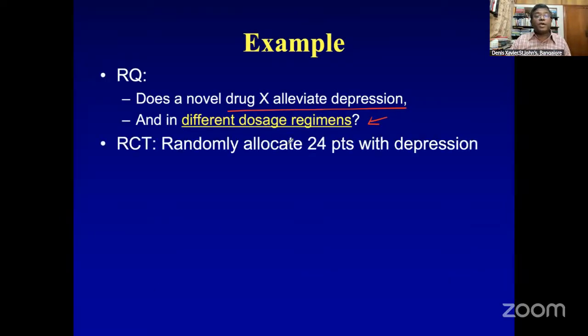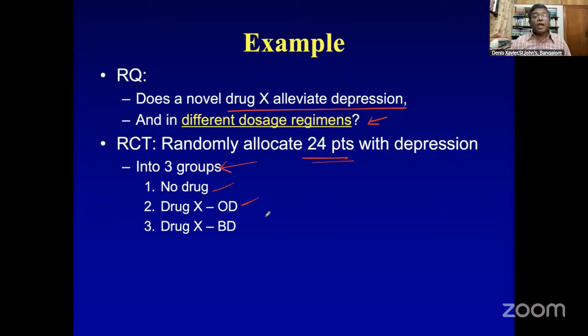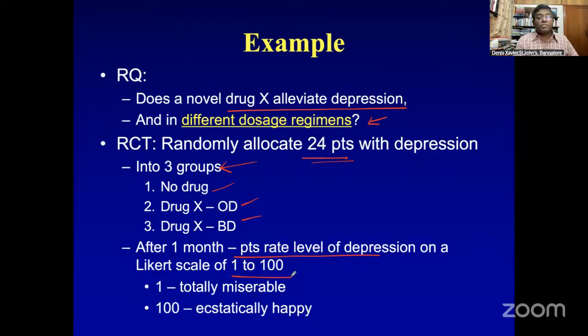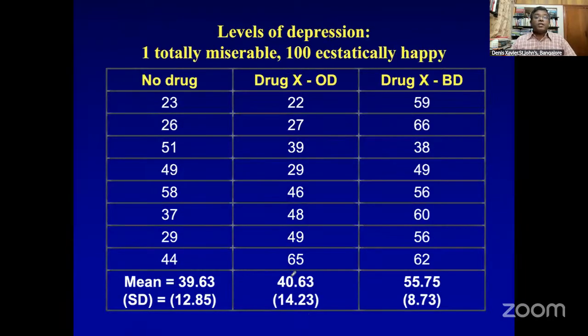So different doses. I have 24 patients. I'm going to randomly allocate them into 3 groups, not 2 groups. One is no drug, one is once a day drug, and the other is twice a day drug. The same drug, once a day, twice a day, and no drug, or let's say placebo. Then after 1 month, you ask the patients to rate their levels of depression on a scale from 1 to 100. 1 is totally miserable and 100 is the other extreme, ecstatically happy.